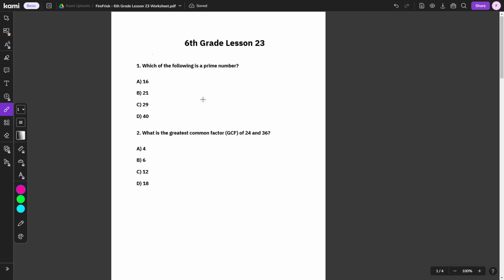Which of the following is a prime number? If you don't know already, a prime number is a number that cannot be made by multiplying any two other numbers except for 1 and itself. For example, a very common prime number is 2. You can only get 2 through multiplication by multiplying 2 times 1. Can't get it any other way. So 2 is known as a prime number. The prime number out of this set is C, 29. All these other numbers you can make with other numbers instead of just 1 and itself. 16, for example, you can make with 8 and 2. 21, you can make with 7 and 3. And 40, you can make with 20 and 2.